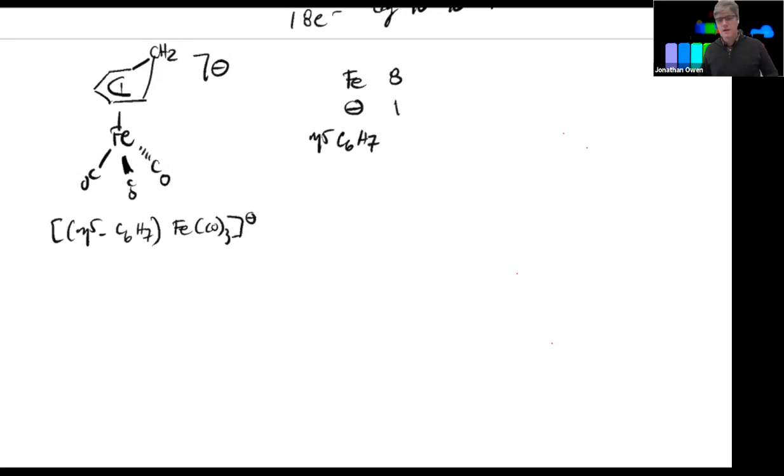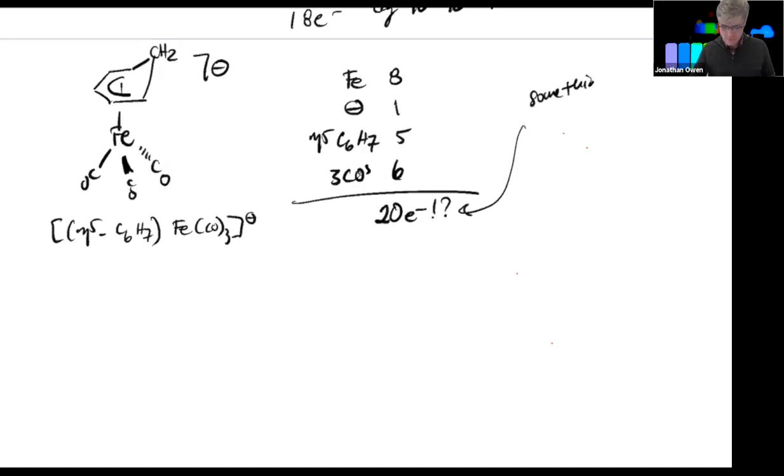C6H7 fragment. How many electrons for that thing? Using Mac's principle, η5 C6H7 is going to have 5 electrons, 1 for each of the carbons that's fastened to the metal center. And then we have 3 COs, 6 electrons. This guy comes in at a whopping 20 electrons. Something is wrong. The molecule is probably not stable. It's more likely not a tricarbonyl. It's more likely a dicarbonyl.